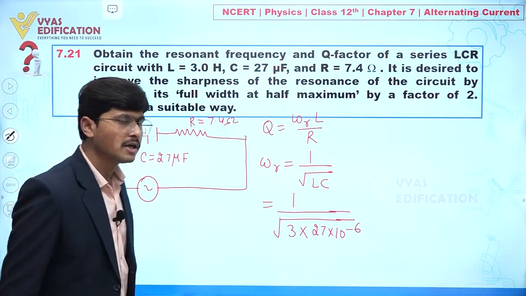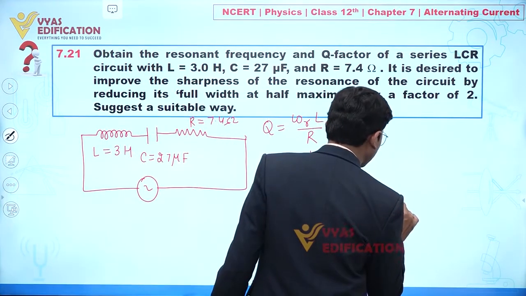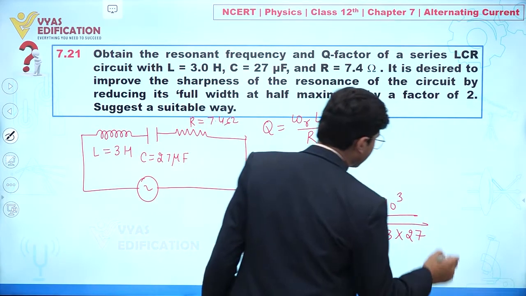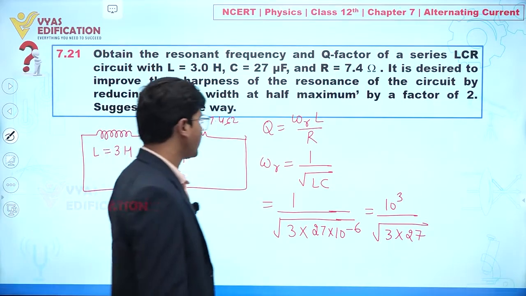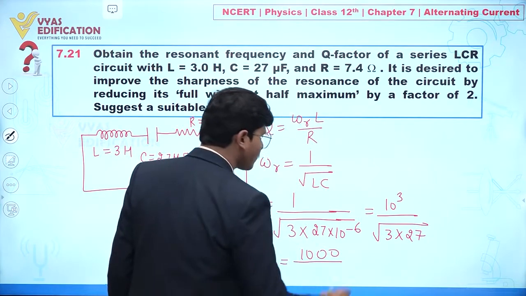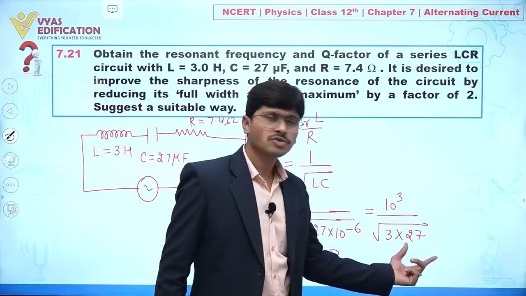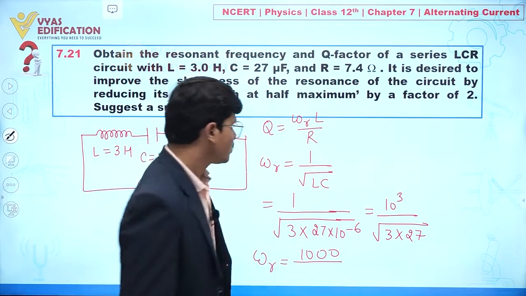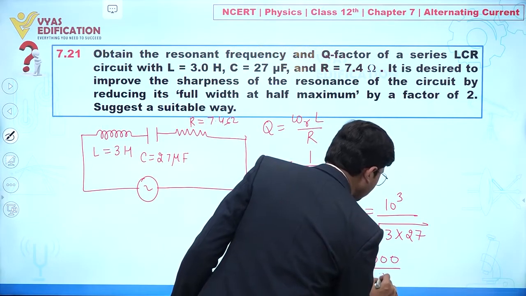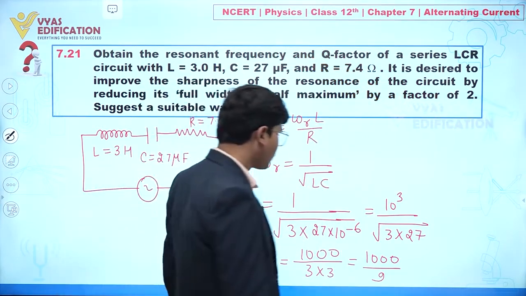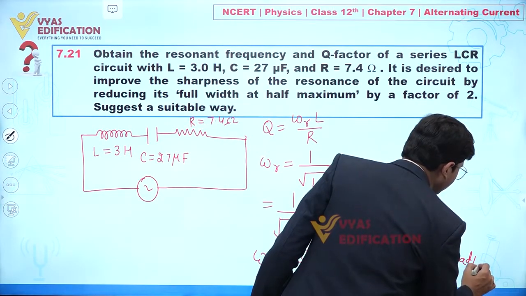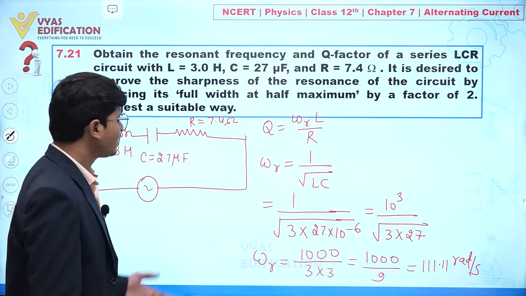So from here we can write omega R equal to 10 to the power 3 divided by under root of 3 into 27. We can write 27 as 9 multiplied by 3, so under root of 3 multiplied by 3 multiplied by 9. So we are getting 1000 divided by 9, and near about this value we are getting 111.11. So I am taking this as 111. So this is all about omega R.